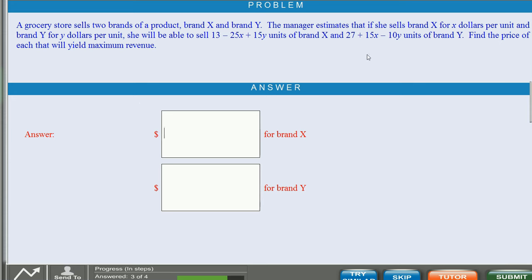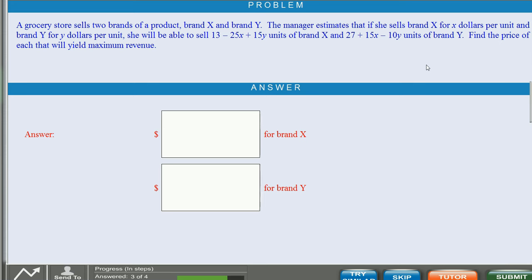Okay, if x is standing for the number of units of brand X, then x times that price... excuse me, that's kind of backwards here, I'm sorry. She sells brand X for x dollars per unit, so that's your price. She's going to sell this many of them. So you can say the price, which was x, times how many you're going to sell to get the revenue for brand X. And we can do the same thing with brand Y. Add that together and you're going to have your revenue function.